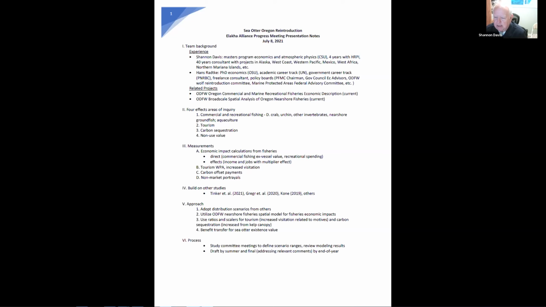That's not to say we're not going to bring in other studies. There's a fair bit of literature on socioeconomic impacts of not only sea otters, of course, but other keystone species that we can draw from. So that's what you'll see in this little measurement block.